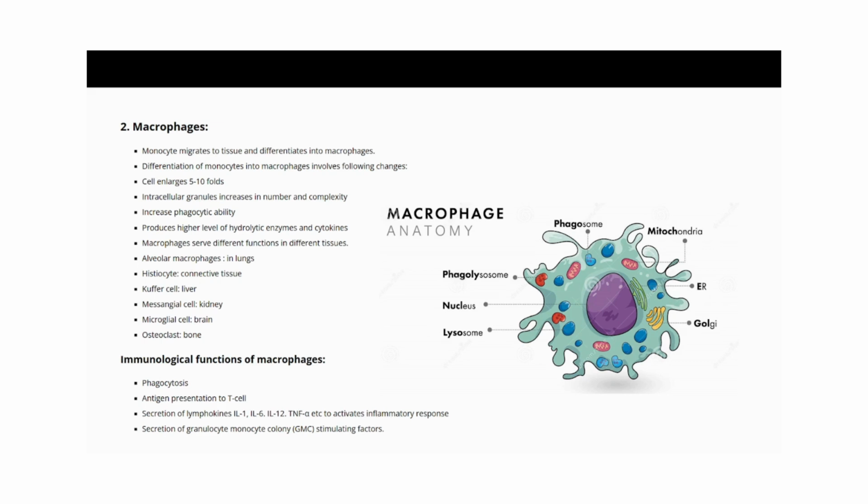The next important function is they can secrete lymphokines such as IL-1, IL-6, IL-12. IL means interleukin: interleukin 1, interleukin 6 and interleukin 12. The next function is they can secrete granules, monocyte colony stimulating factor, which will help to bring all the immune cells to the site of infection and they can boost the immunity.